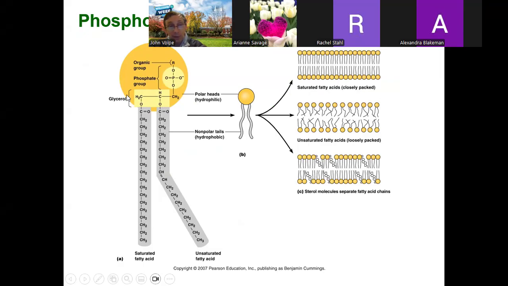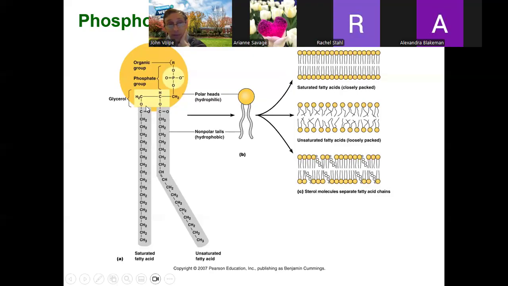Look at the glycerol right there. This is the glycerol. And in the third position, we don't have a fatty acid. We have a phosphate group, which will be linked to an organic group. The R stands for the organic group. The R can be anything organic.